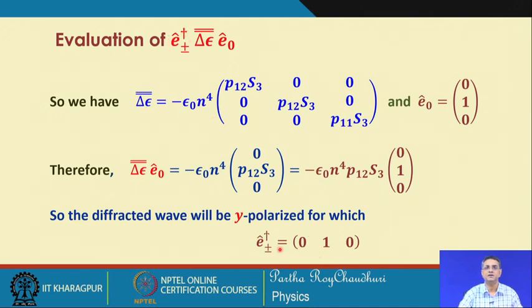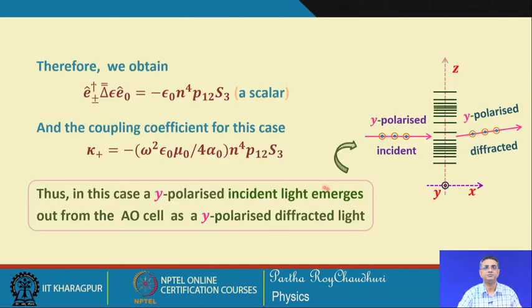So, that means, the polarization of the diffracted beam will also be y polarized, the diffracted beam is also y polarized. So, what we get from here is that if the incident optical beam is y polarized, the diffracted beam is also y polarized, because of the nature of the change in the permittivity tensor. And we can repeat the same procedure for z polarized wave in the same way.